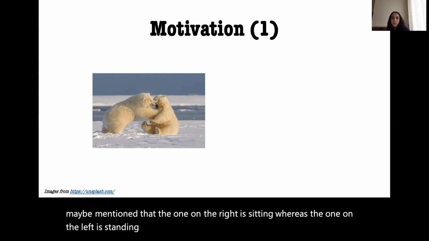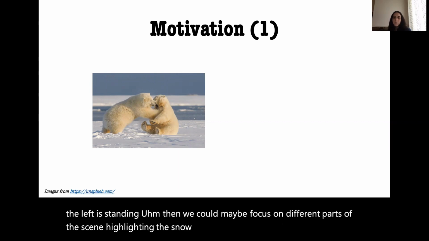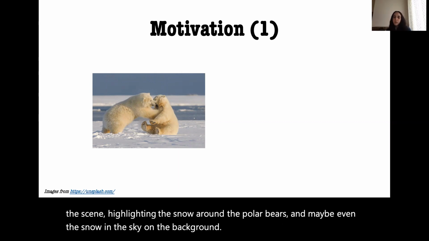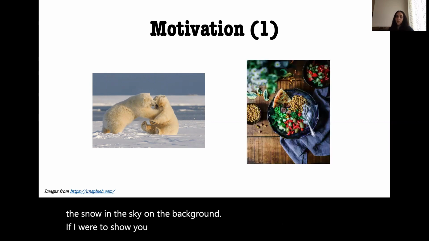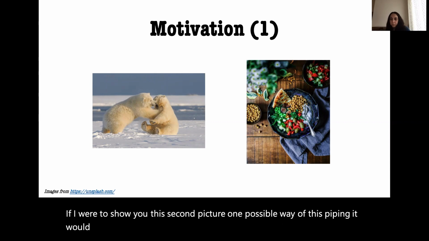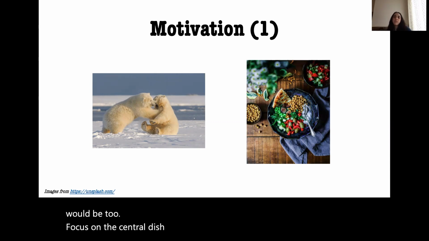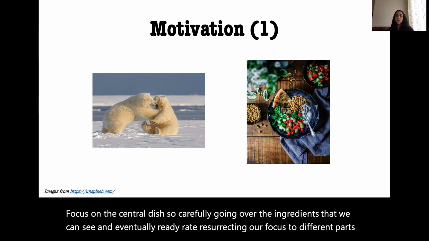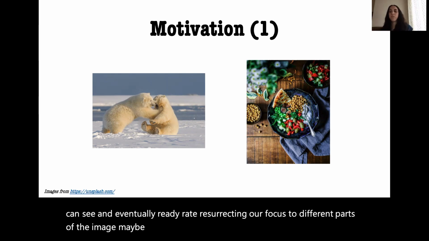Then we could maybe focus on different parts of the scene, highlighting the snow around the polar bears and maybe even the snow and the sky on the background. If I were to show you this second picture, one possible way of describing it would be to focus on the central dish, so carefully going over the ingredients that we can see and eventually redirecting our focus to different parts of the image, maybe highlighting other dishes or providing a description of the table on the background.